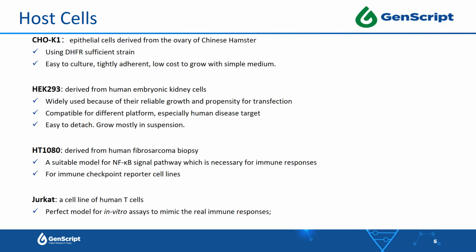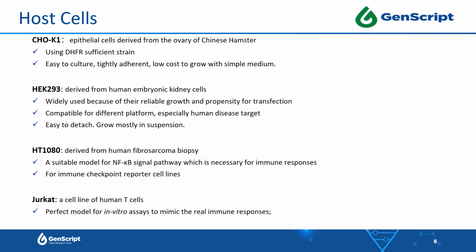HT1080 is another option we provide. They are derived from the human fibrosarcoma biopsy. This cell is a suitable model for NF-kappa B signaling pathway, which is necessary for immune responses. Therefore, we chose this cell line for generating our immune checkpoint reporter cell lines.